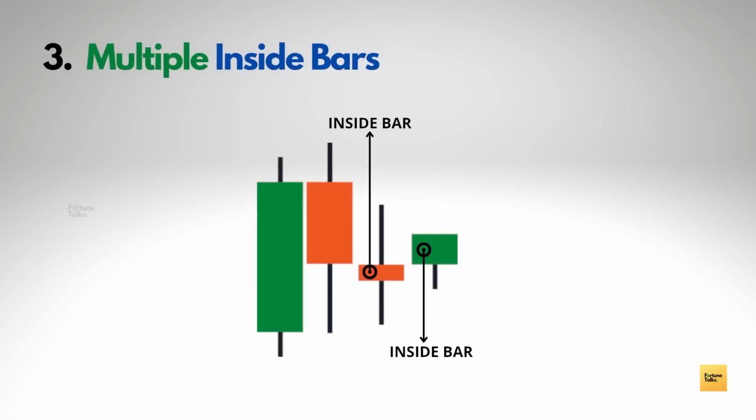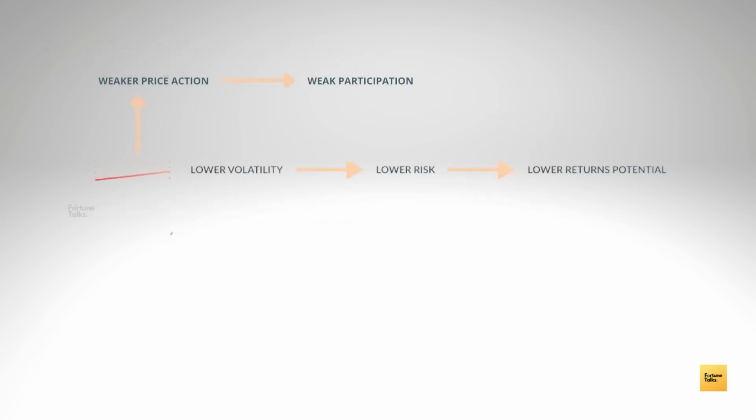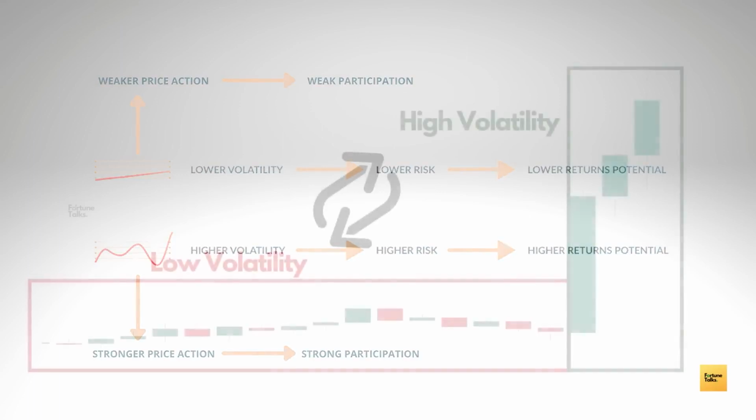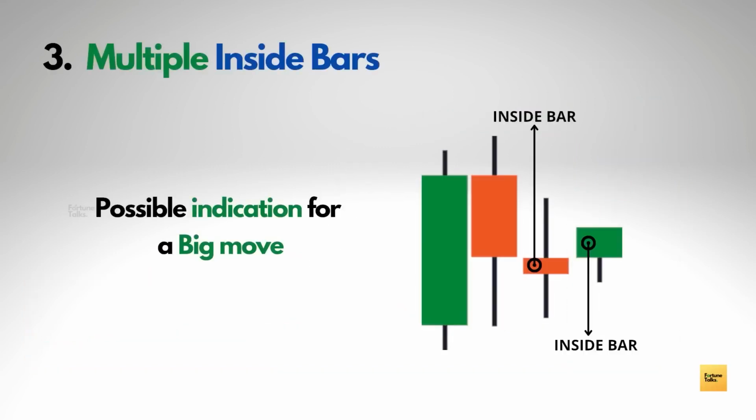So in this case, you have multiple inside bars together. This is a powerful pattern because it tells you that there is low volatility in the market. To briefly talk about volatility, low volatility is associated with weak participation from the market participants, or it can signify weak price movements, while high volatility is associated with elevated interest from the market participants. And we know the market volatility is always changing. That is, it moves from a period of low volatility to a period of high volatility and vice versa. So when you see multiple inside bars together, it is a strong sign that the market is about to make a big move soon.